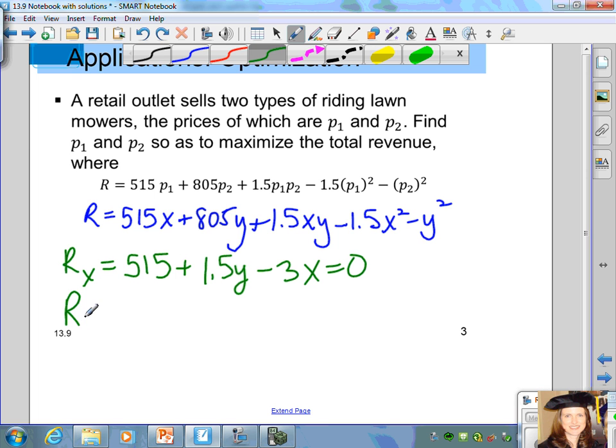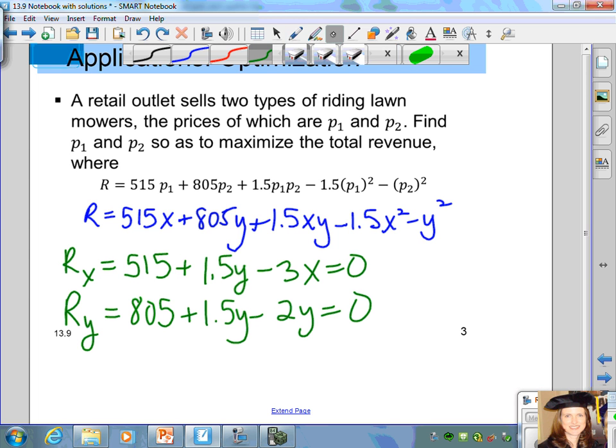And then the partial derivative with respect to y. Treat y as a variable and x as a constant, and you get the partial derivative is 805 plus 1.5x minus 2y equals 0. Here we have a system of equations. It's a system of linear equations. I'm sorry, I made a mistake. I just noticed that this term here should be x, not y.